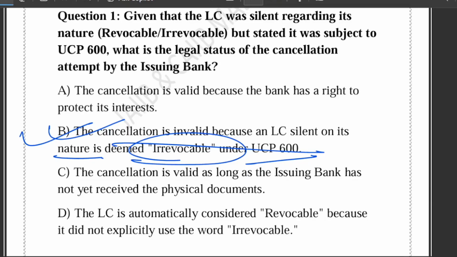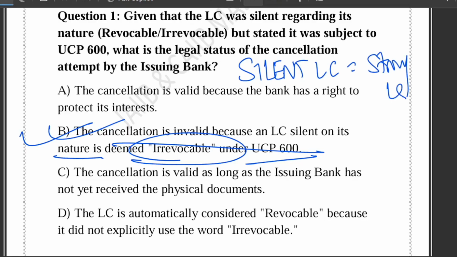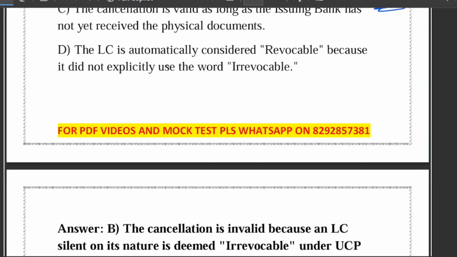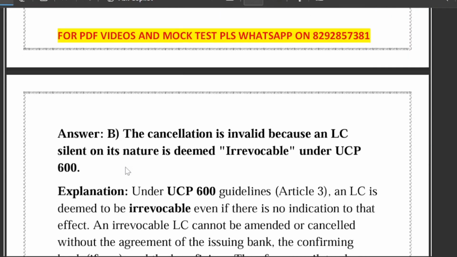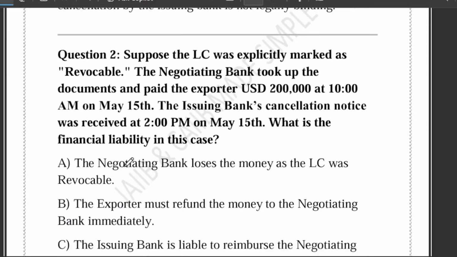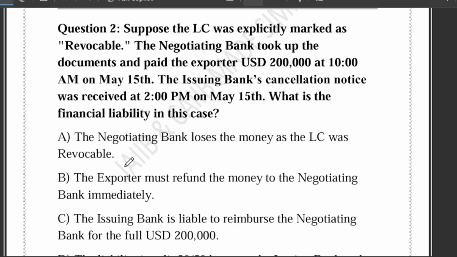Please remember, if the LC is silent, it is a strong LC. Why strong? Because default means irrevocable, and irrevocable means it cannot be cancelled by the issuing bank unilaterally. So Article 3 will apply. Article 3 says the same: default means irrevocable, and for cancellation of an irrevocable LC, you have to take the consent of all. You cannot cancel it on your own. Now this is a very good question. This is a case study type question. Let's understand.